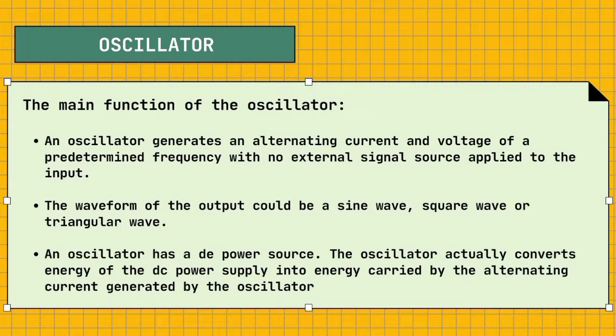Next, the oscillator. So what is the main function of an oscillator? An oscillator generates an alternating current and voltage of a predetermined frequency with no external signal source applied to the input. The waveform of the output could be a sine wave, square wave, or triangular wave, and an oscillator has a DC power source. The oscillator actually converts energy of the DC power supply into energy carried by the alternating current generated by the oscillator.